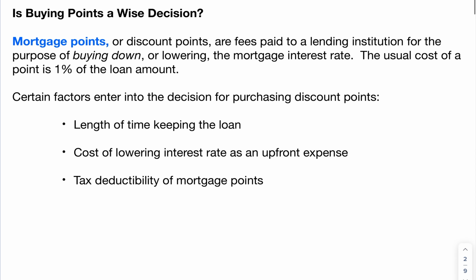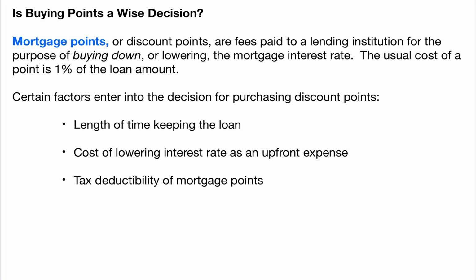So the question here is, is buying points a wise decision? Now, buying points is a way to bring your rate down, but there's an upfront cost to doing that, right? So when we talk about points, we are talking about mortgage points. Another term for it is also discount points. And the usual cost of a point is about 1% of the loan amount.